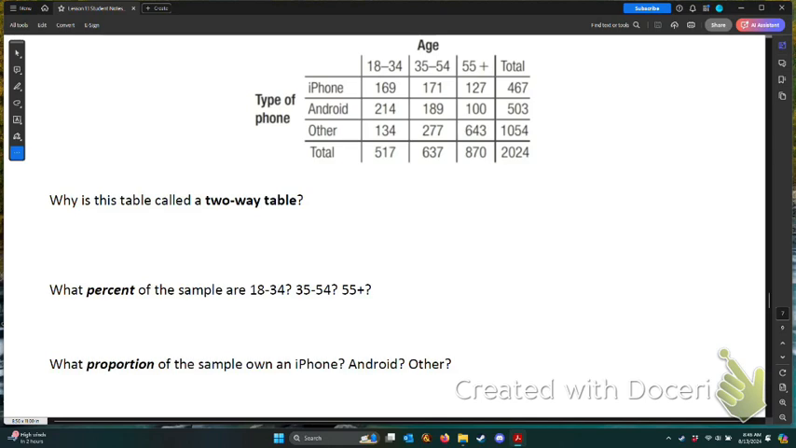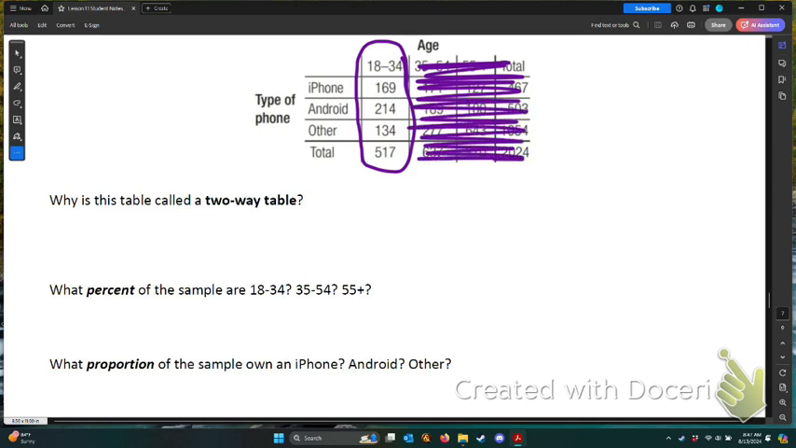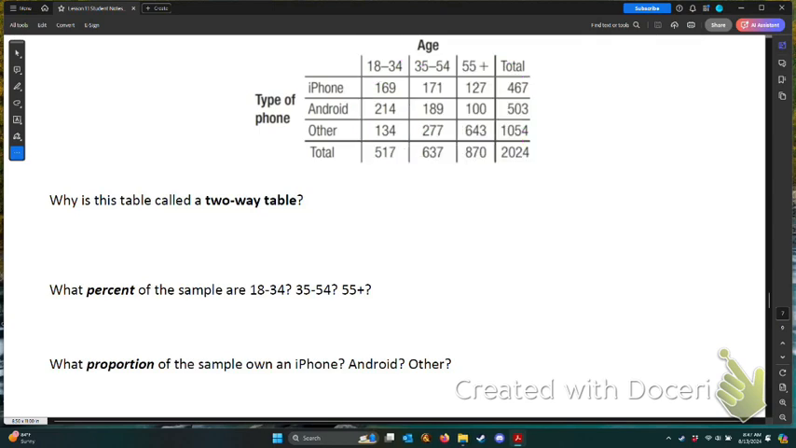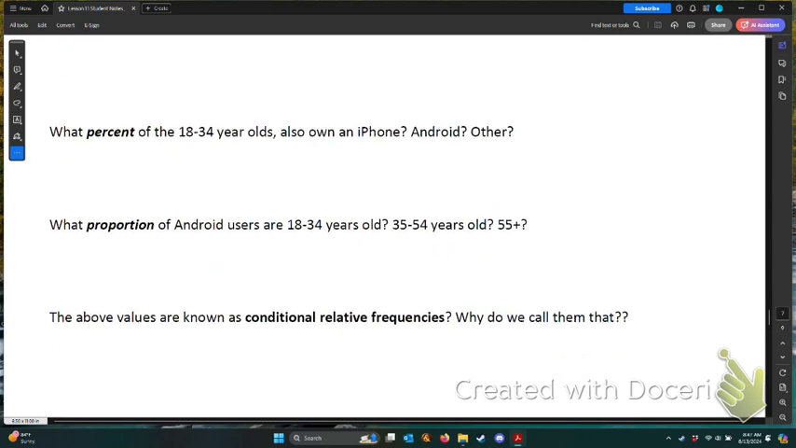Okay. So it says what percent of the 18 to 34-year-olds? So I am zooming in on the 18 to 34-year-olds. So of the 18 to 34-year-olds, these other guys don't matter for this question. Of the 18 to 34-year-olds, what percent also own an iPhone? You would just do 169 out of 517. Very good. Perfect.